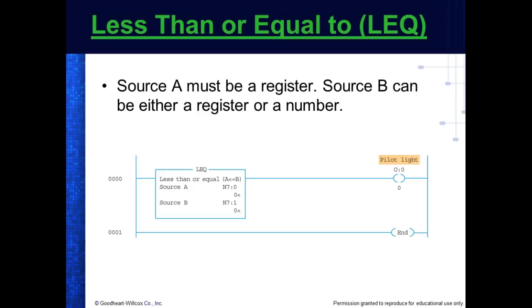LEQ, source A less than or equal to source B. So if source A and source B are equal, it would be true. Or if it's less than, it would be what? True.